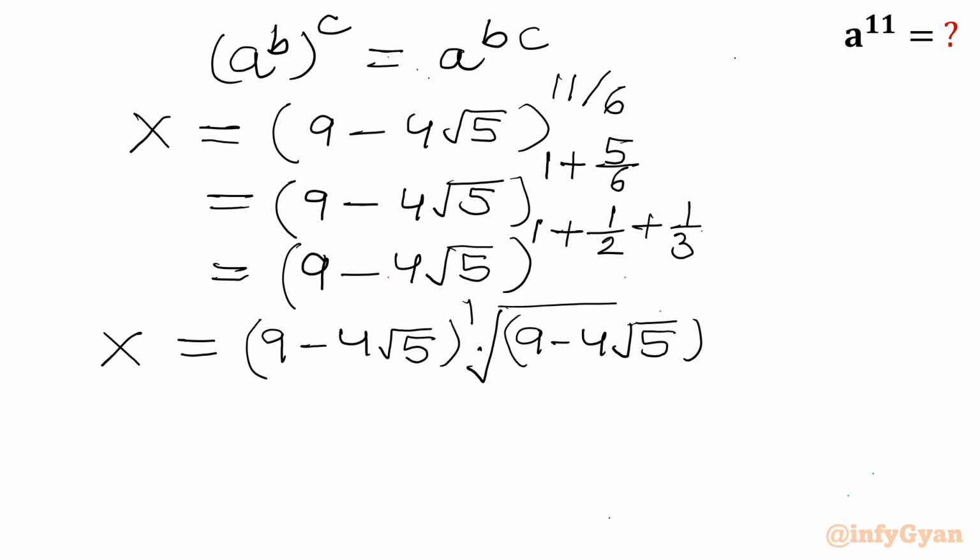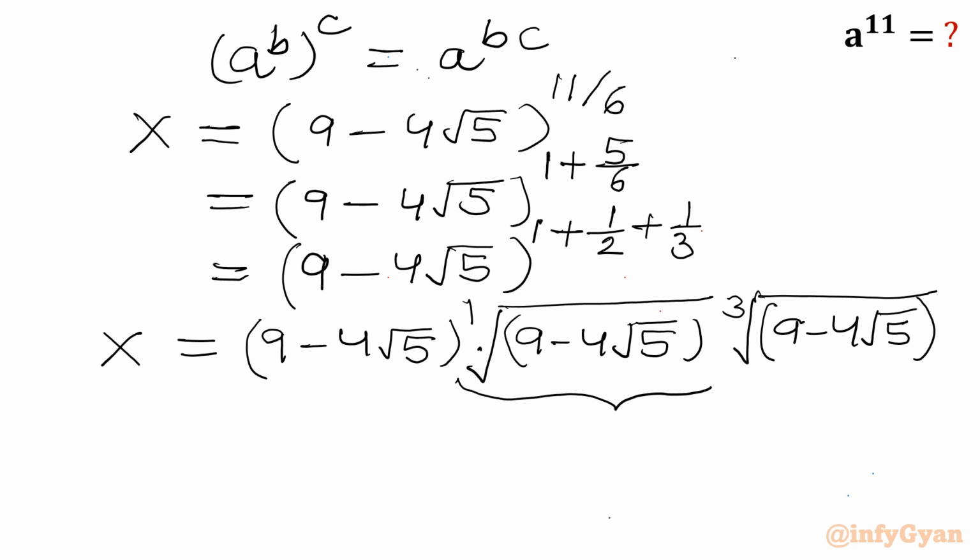So square root of 9 minus 4 square root 5, with power 1 by 3, so cube root. So ultimately we have to calculate the square root and cube root of 9 minus 4 square root 5. Let us calculate one by one to find out x, and x is a power 11.